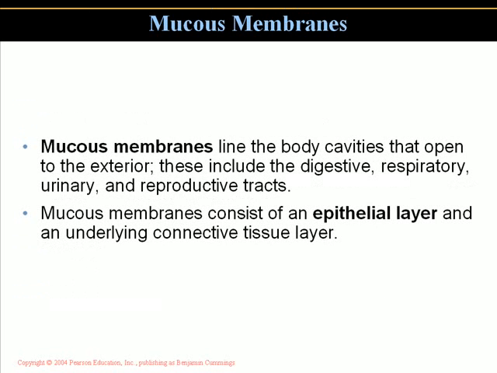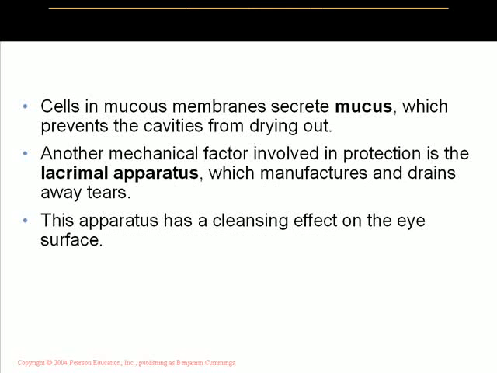Now, there's also mucous membranes. Mucous membranes line body cavities that open to the exterior. These include the digestive, respiratory, urinary, and reproductive tracts, all of which are openings to the outside environment, all of which have mucous membranes. Mucous membranes consist of an epithelial layer and an underlying connective tissue layer. Cells in a mucous membrane secrete mucus, which prevents these cavities from drying out. If the cavities were allowed to dry out, then these cavities would crack and also would allow for infectious organisms to enter into the system.